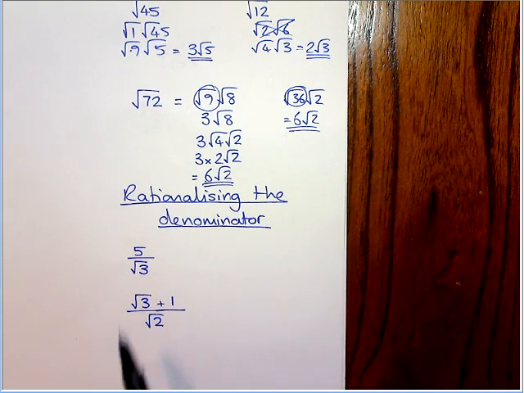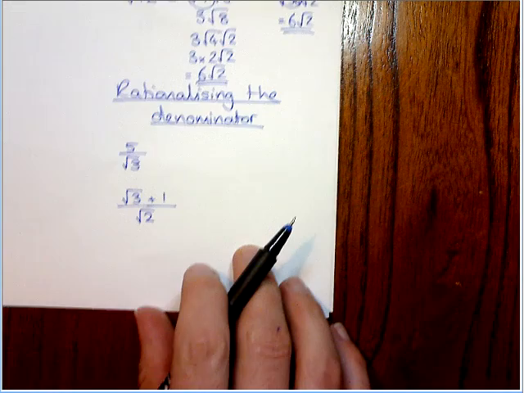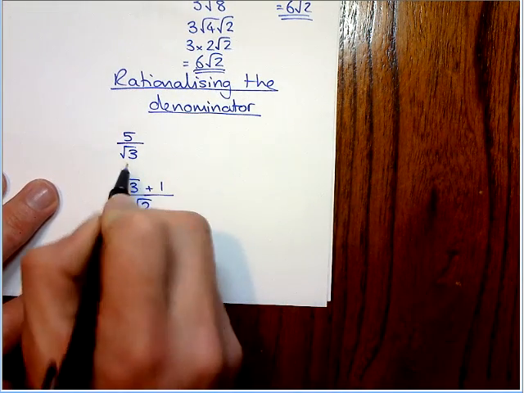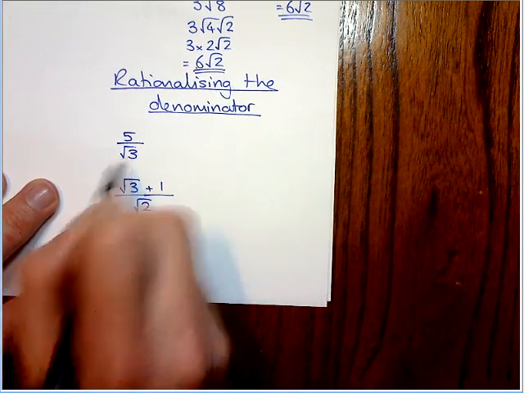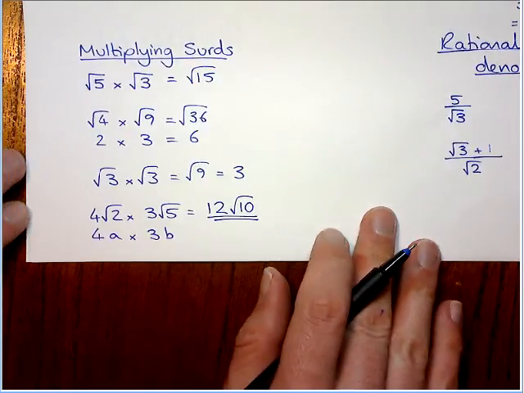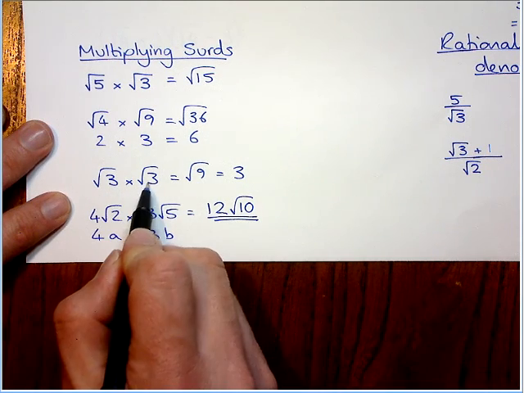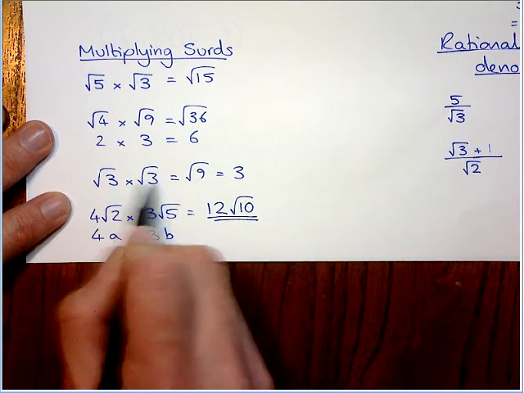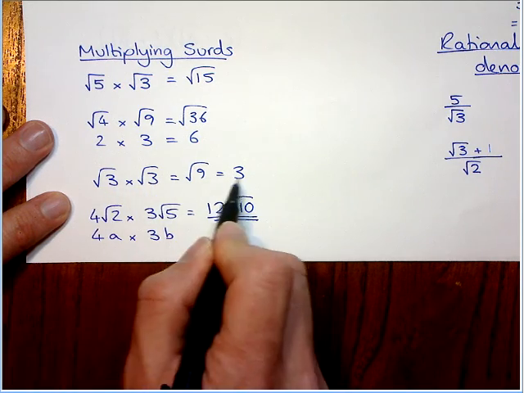Now, one of the main skills is what we call rationalizing the denominator, with a surd being an irrational number because it goes on forever and ever. So what we've got to try and do is take the denominator and make it a whole number. Now, if we look back here, I showed you that when we multiplied surds together, which were the same, so root 3 times root 3 is root 9, or just 3. So we actually got rid of the surd and made it a rational number. So let's go back to this one.